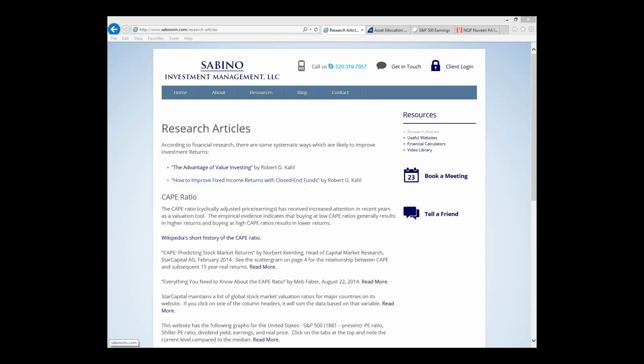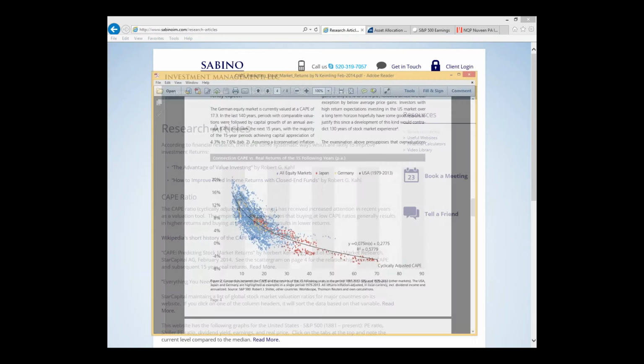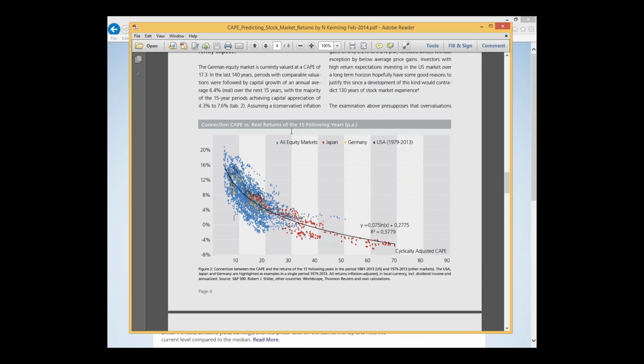If you look at my website, sabinoim.com, under resources, research articles, you can find several articles. The one I'm referring to is this one here, CAPE Predicting Stock Market Returns. In this article, they show the connection between the CAPE ratio and real returns for the following 15 years in this study.